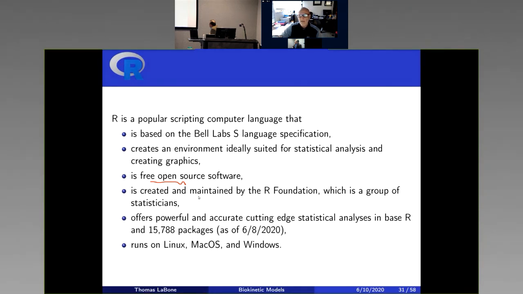It's created and maintained by the R Foundation, which is statisticians. They're not bean counters. And so if there's a cutting edge technique that comes out, it comes out in R first. That's where statisticians work. And you can get almost 16,000 packages which add on additional functionality to R written by other people. And I'm going to be talking about 2 of those that I've been using. And again, it runs on Linux, Mac, and Windows.